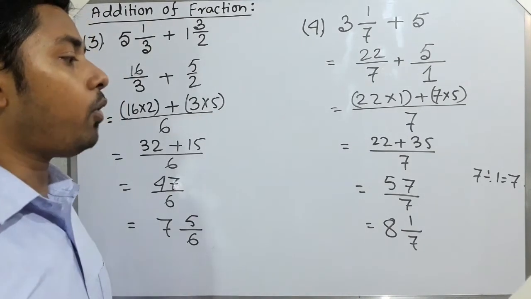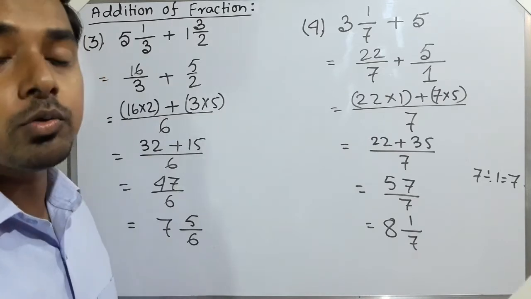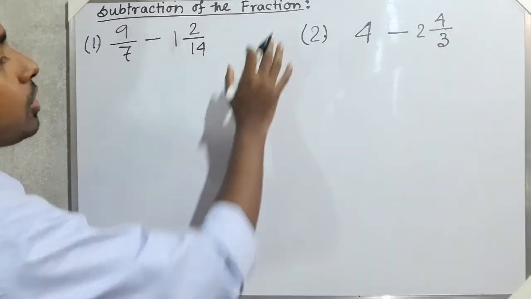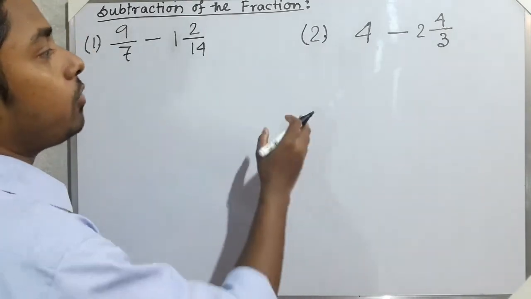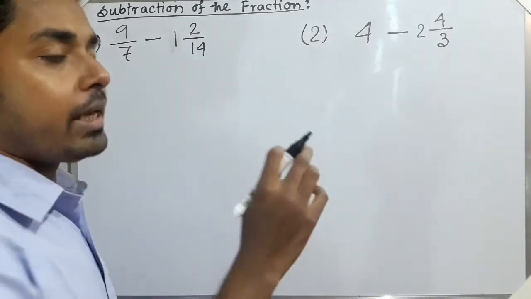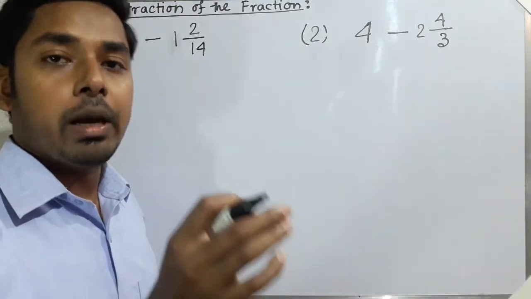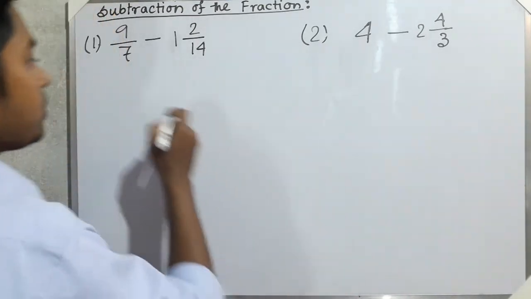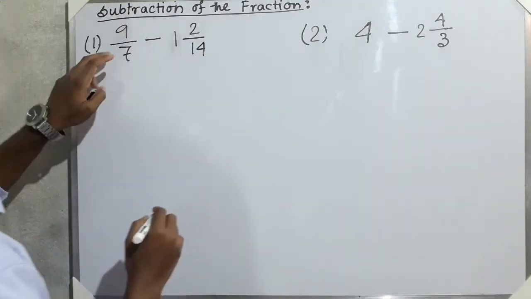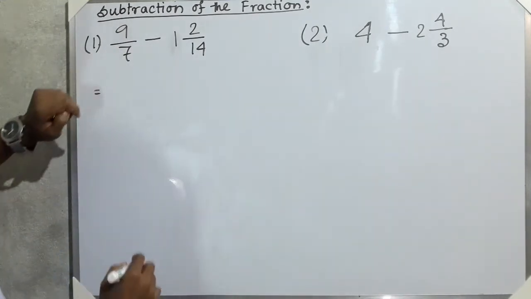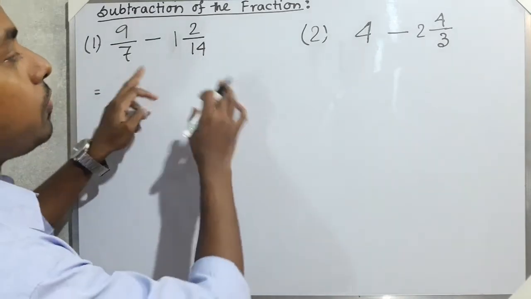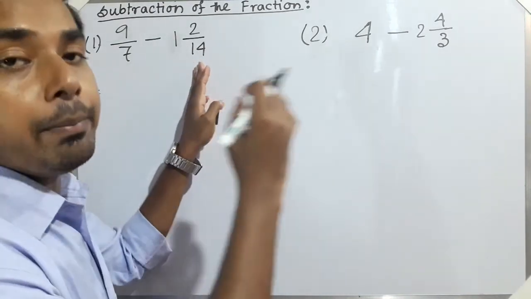So first of all, you will pause the video to note it down, then we will go to the subtraction of the fractions. Now we will do the subtraction of the fractions. Okay, and what is the rule, how to solve? Same process we have to use here as we have done for the addition. Suppose we are solving question number 1. First of all, we have to check if there is any mixed fraction. If so, I have to convert it into improper fraction.